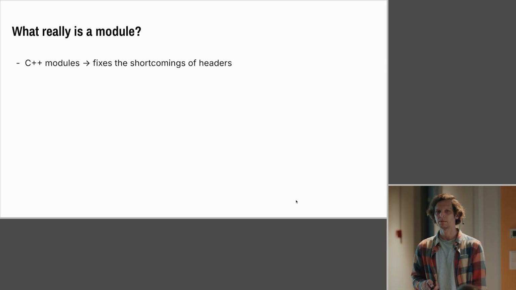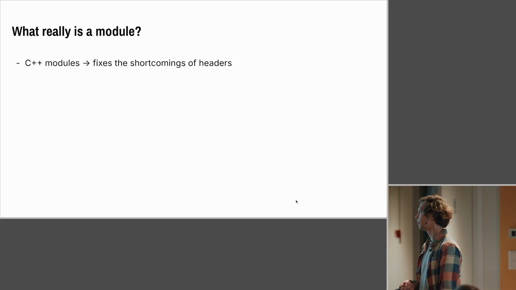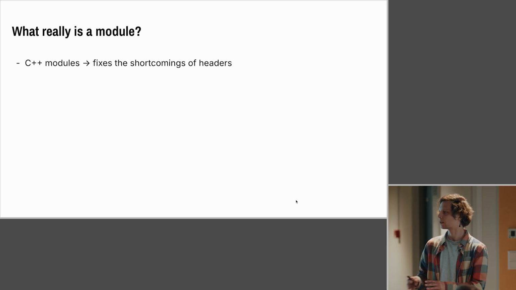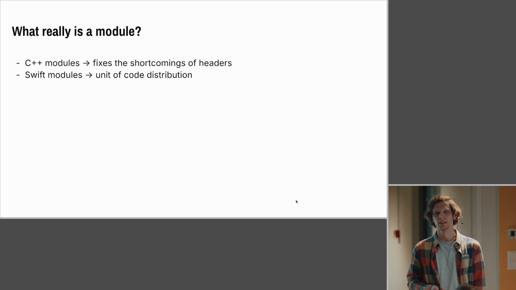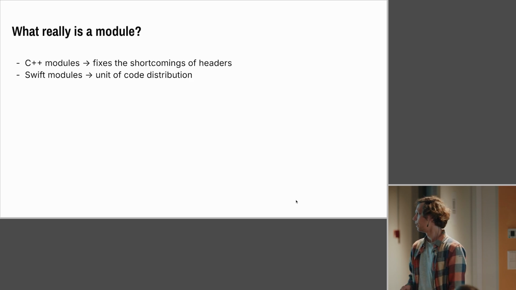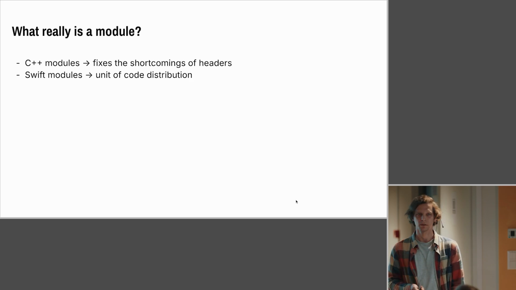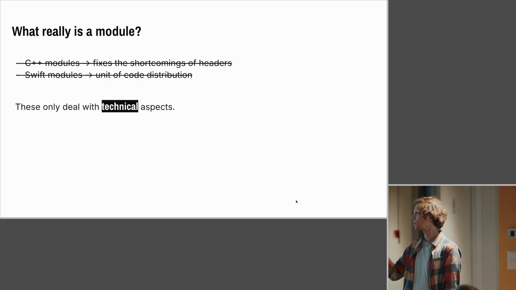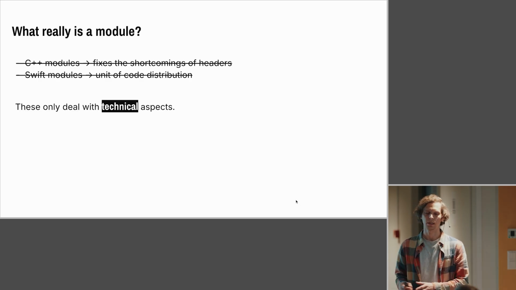If you look at C++, C++ modules mainly fix the shortcomings of the headers. So it's more about encapsulation and that part. And the C modules, by definition, if you go to c.org, then it says that it's a unit of code distribution. Both of these are quite highly technical. And a module is not only about the technical part.